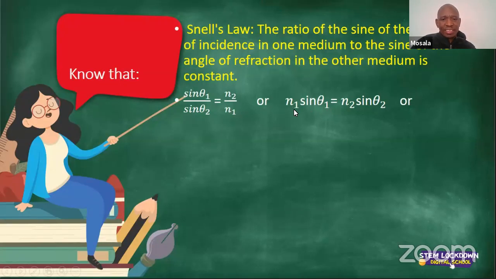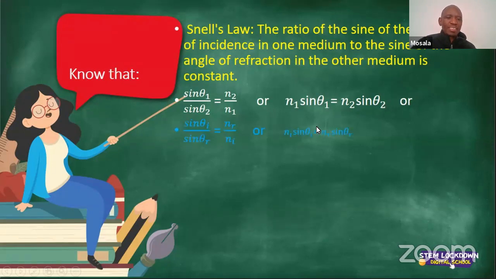So let's represent it the other way around. N1 here, which is the refractive index of the first material, multiplied by the sine of the angle of incidence, equals the refractive index of the second material multiplied by the sine of the angle of refraction. This theta 2 is the angle of refraction.